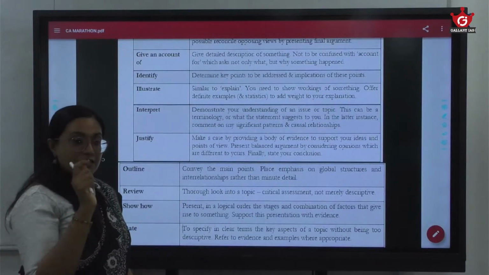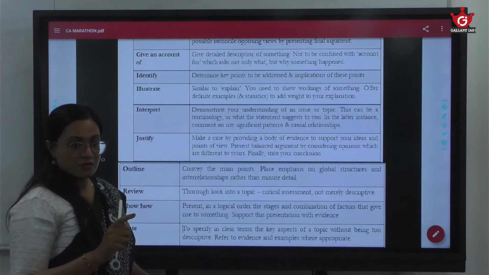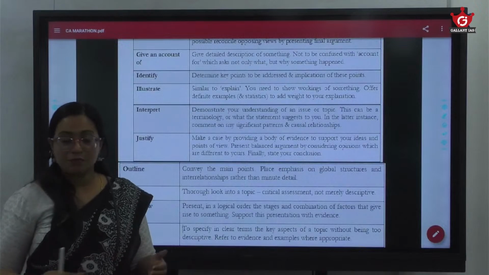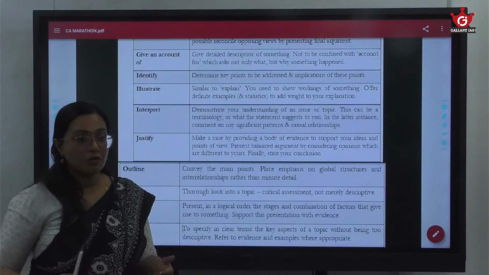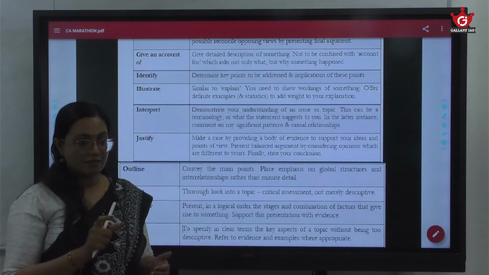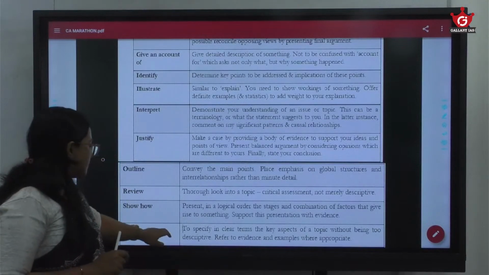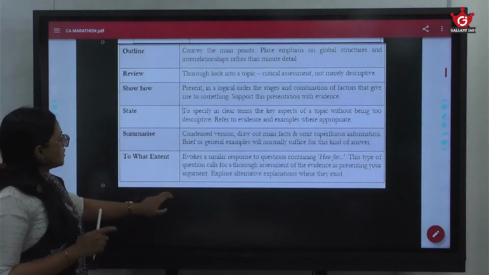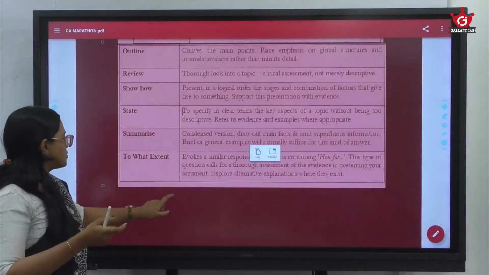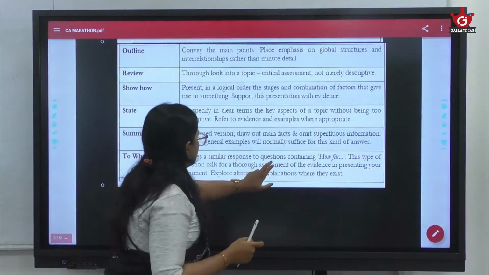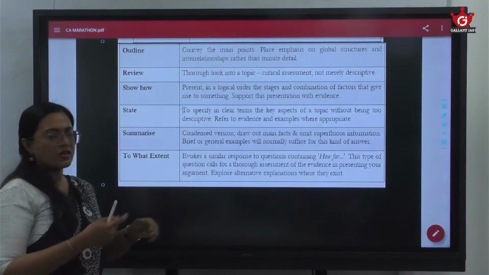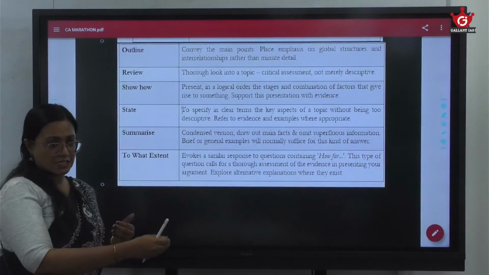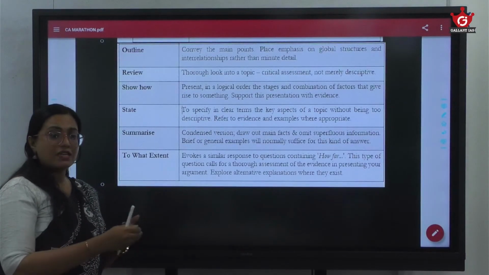State, just state the terms and the key points. Do not have bigger explanations or so many bullet points for a single heading. That's what is meant by state. Summarize is the condensed version. To what extent? To what extent, how far this is correct. So there also you have to provide evidence.